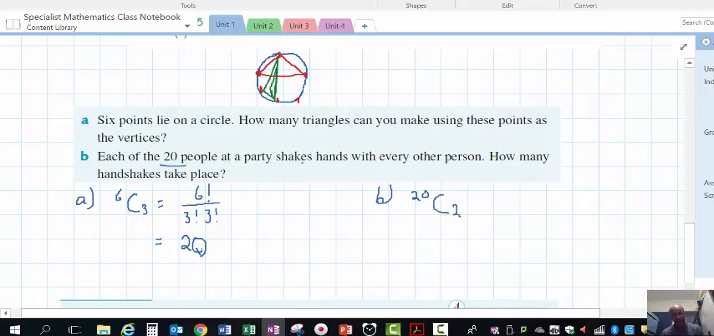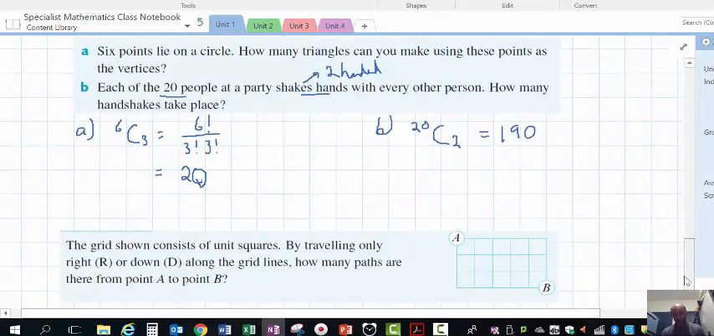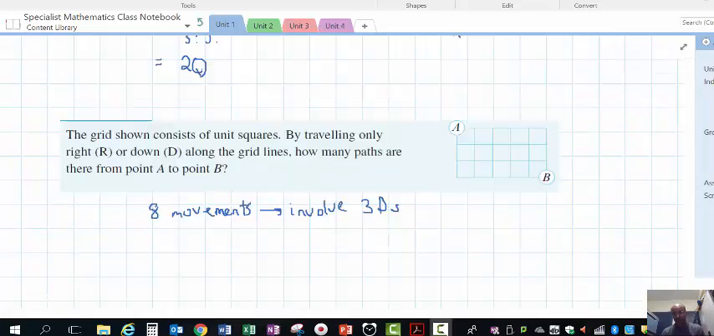So the next one here, each of the 20 people at a party shakes hands. Now we're assuming two-handed handshakes. Okay. We're also assuming that people only use one hand for a handshake, only the right hand and all that conventional stuff, so that makes it a 20C2. And just to cut a long story short, showing the normal working, you would get 190. Last problem.